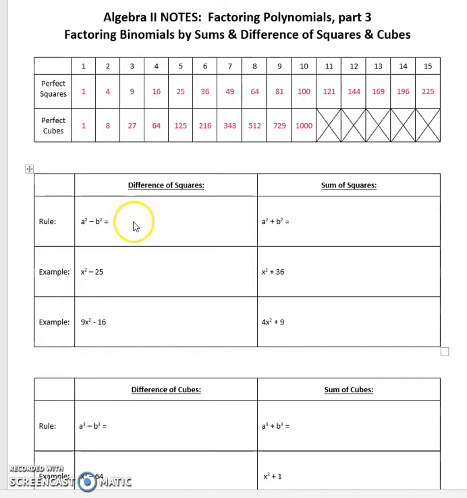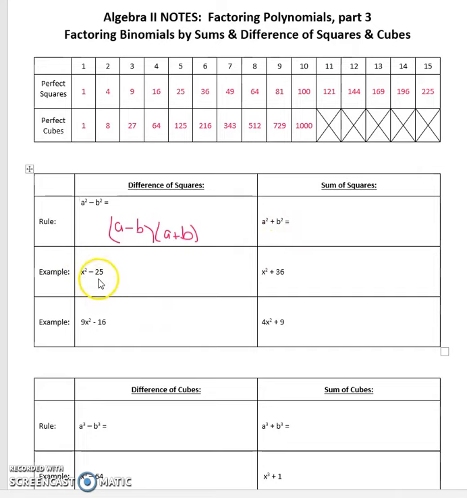Okay, difference of squares. So we have some rules. If you have a squared minus b squared, when you pull it apart, it's going to look like a minus b times a plus b. Why isn't it working? Okay, let's do an example.